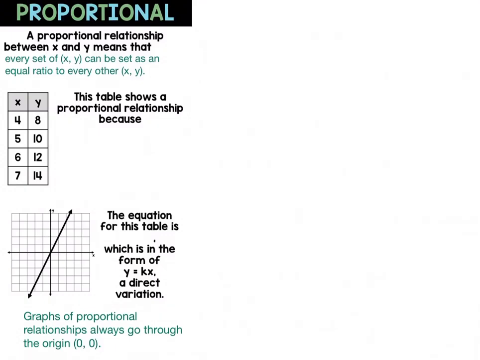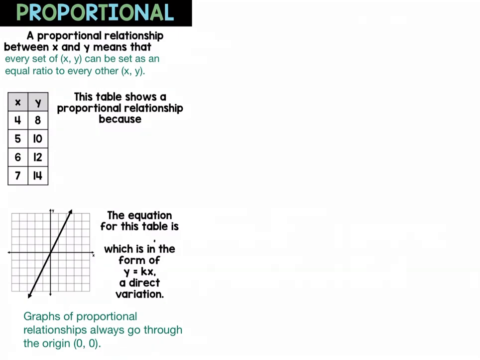Welcome to lesson 2.3. So we're continuing on with proportional relationships. Remember, for two things to be proportional, they have to be the same ratio. So now when we start talking about graphs and tables, it's still the same thing. When they're proportional, every set of x and y can be set as an equal ratio to all the other x's and y's. So when we do this, we always do y over x, okay?